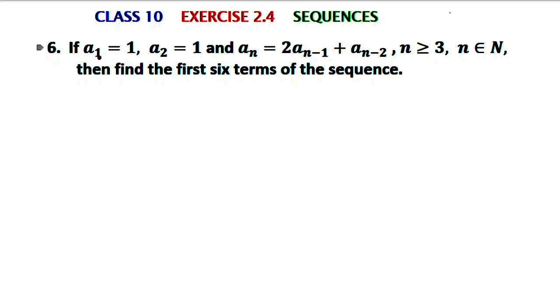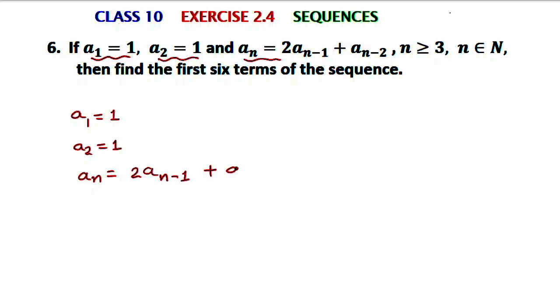ஒரு சீக்வென்ஸோட first term கொடுத்திருக்கு. a1 equal to 1. Second termum கொடுத்திருக்கு. a2 equal to 1. அடுத்து nth termum கொடுத்திருக்கு. an equal to 2 into a(n-1) plus a(n-2). Then find the first 6 terms of the sequence. In the sequence oda first 6 terms என்னன்னு கண்டுபிடிக்கணும்.